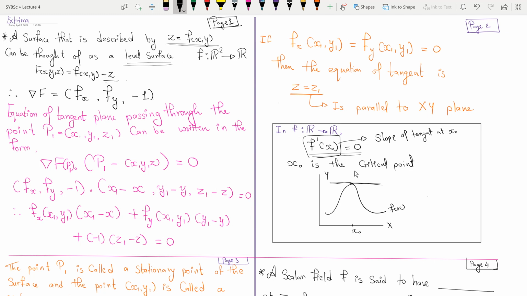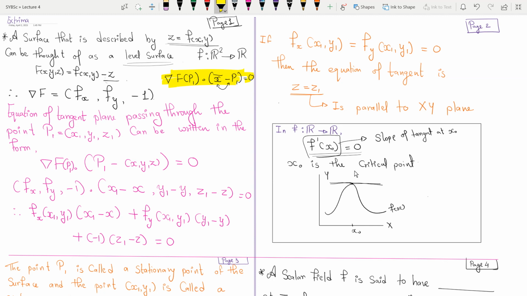Now if I want to find the tangent at the point P1, which is (x1, y1, z1), then we know how to find the tangent for the level surface. What we used to do is take an inner product of the gradient of F at the point P1 with x bar minus P1, equal to 0. You can interchange this if you want, but this was an equation to find the tangent, right? The same equation I have written below it.